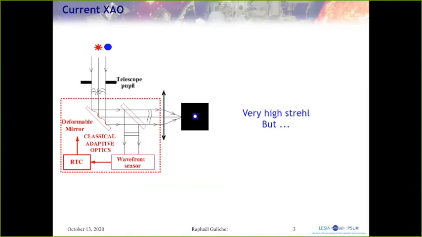We'll go very fast, but today we have very good classical adaptive optics systems. The objective is to correct the field very close to the optical axis. And we get very, very high Strehl, but it's not perfect, and we still have aberrations.